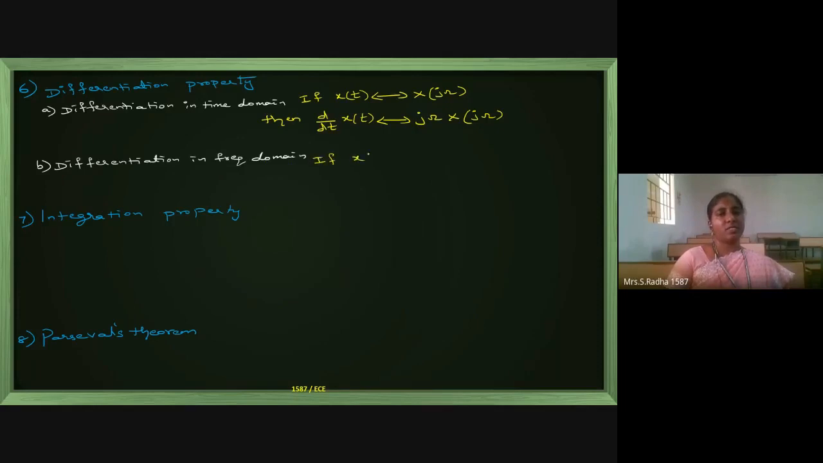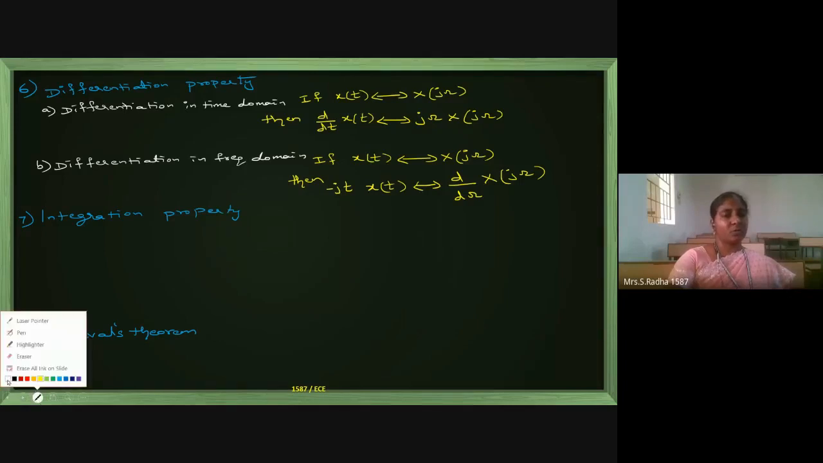If x of t is the signal, its Fourier transform is x of j omega. Then, in the frequency domain, we have to take differentiation. The variable is omega, so I am putting differentiation with respect to omega. In the time domain, what will happen? Minus jt is the factor along with x of t. Minus jt x of t is the time domain equivalent. This is frequency domain differentiation.